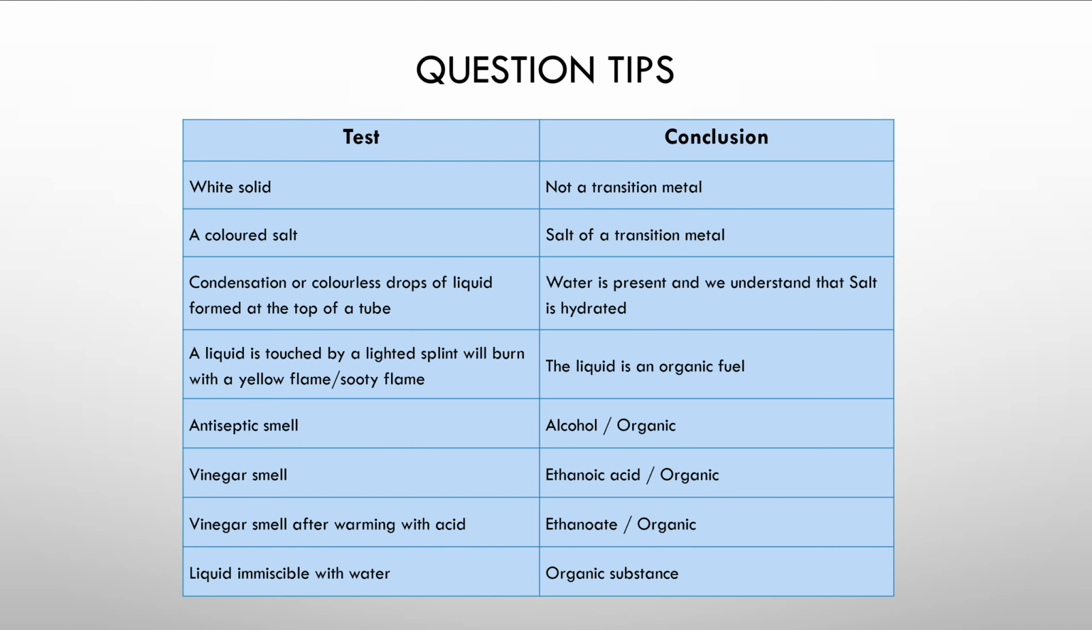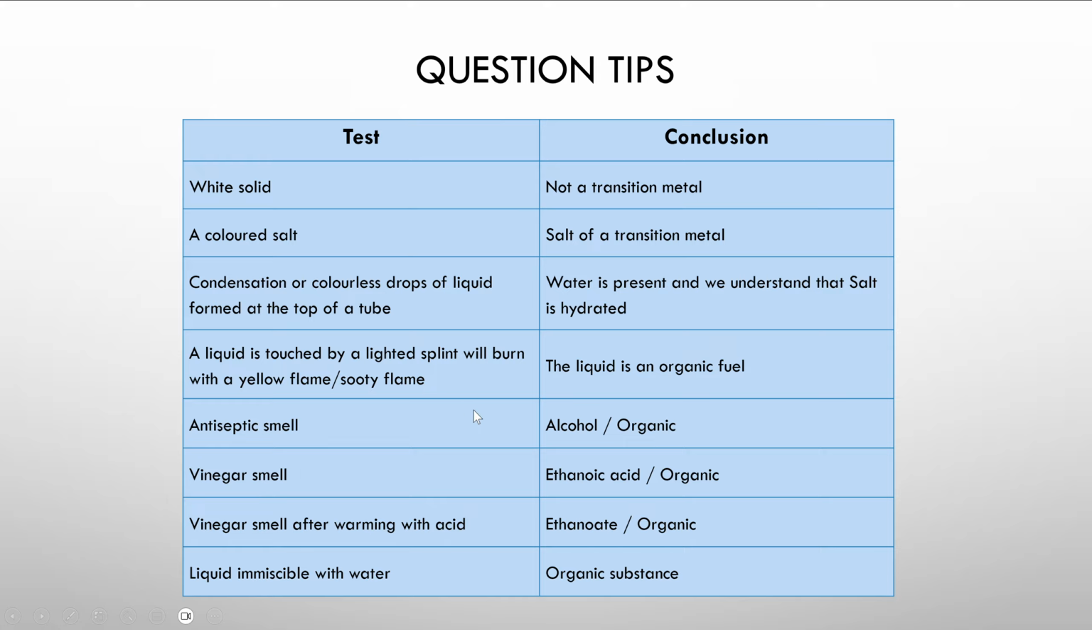Last but not least, if you're solving question number 3 in paper 6 of Cambridge, or if you're solving anything related to chemical analysis, remember that if you find a white solid, it is not a transition metal, because all transition metals form colored solids and colored salts. If you find condensation or drops of a liquid formed on a tube upon warming, it means that the salt is hydrated. It has water of crystallization.